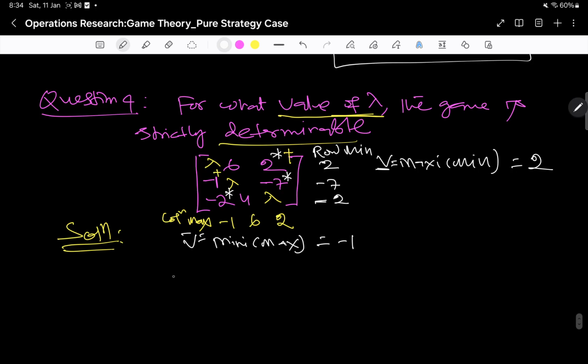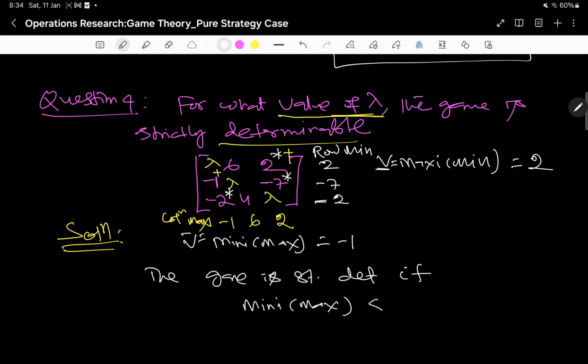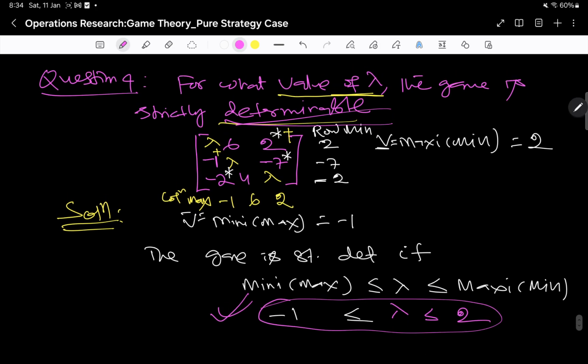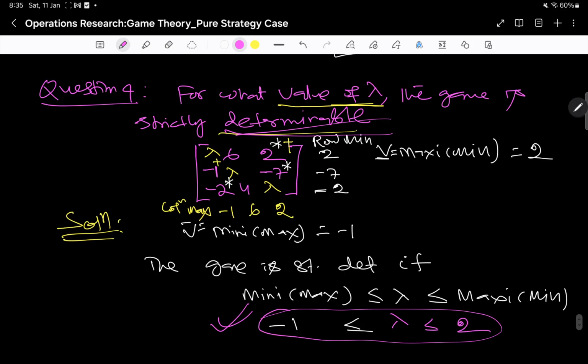Now the game is strictly determinable if minimax is less than or equal to lambda, less than or equal to Maximin. So your minimax value here is minus 1, less than or equal to lambda, and less than or equal to 2, right? You can try any value here and you will see that this game is strictly determinable. So the video is getting lengthy, we should close this video.